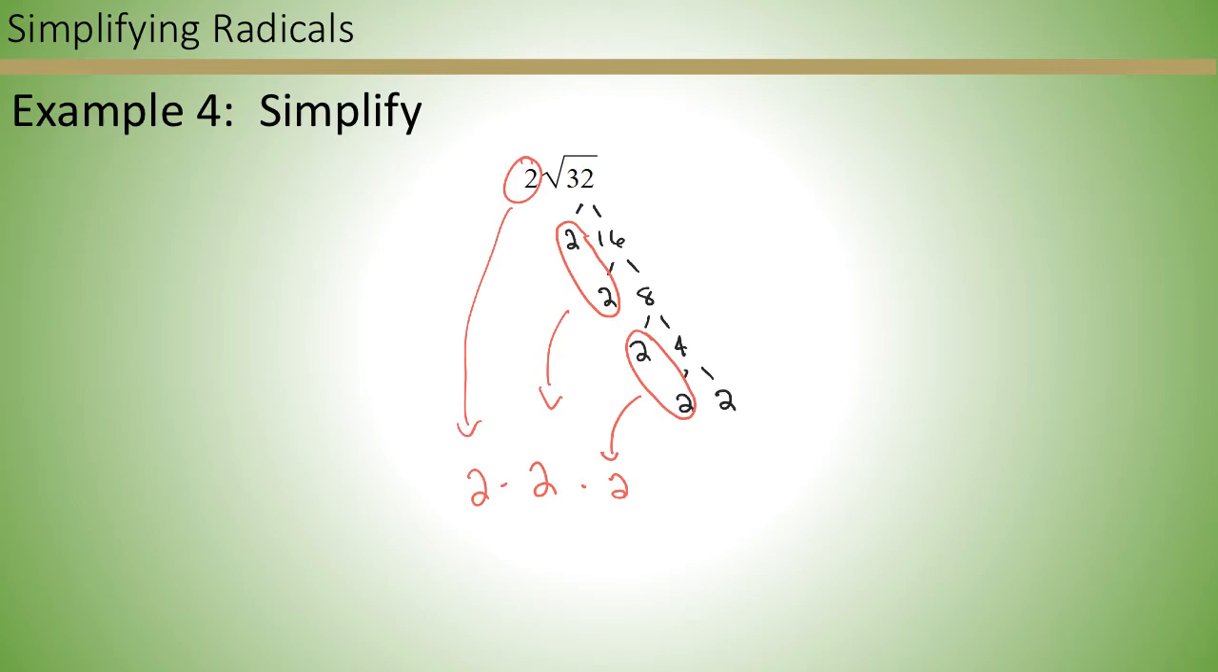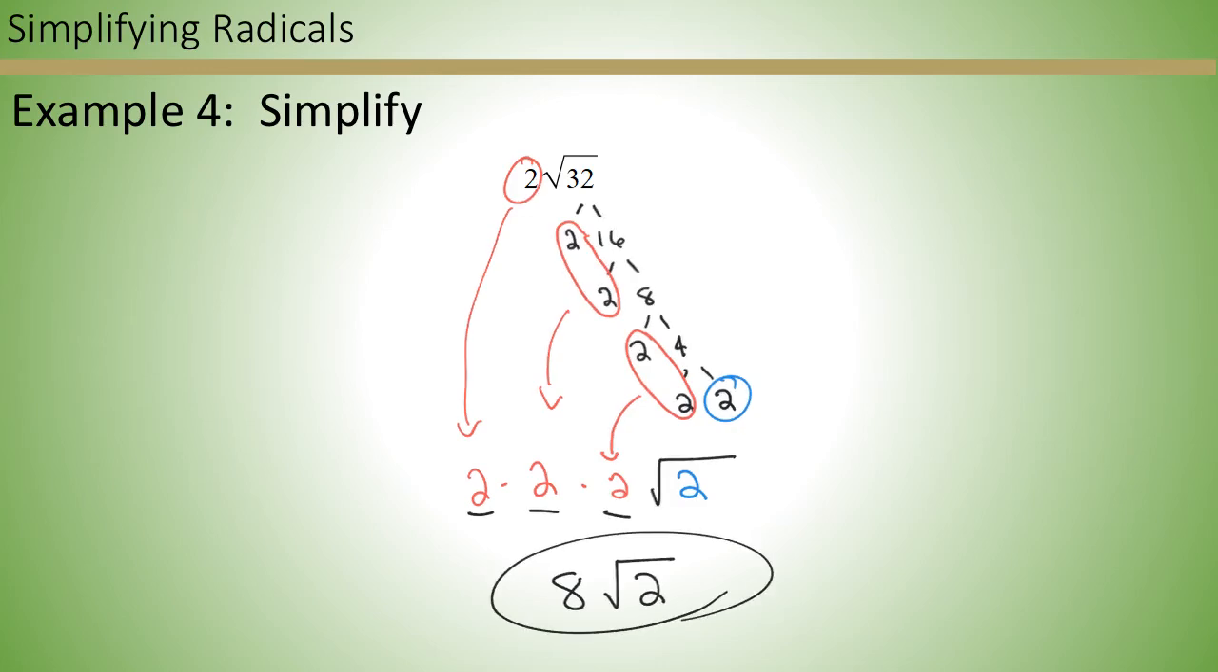Okay, but this 2 right here, it does not have a partner. So it has to stay on the inside. All we're going to do is multiply 2 times 2 times 2. That's going to be 8. Root 2 is going to stay inside.